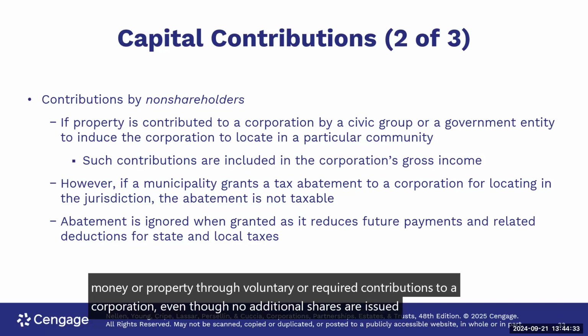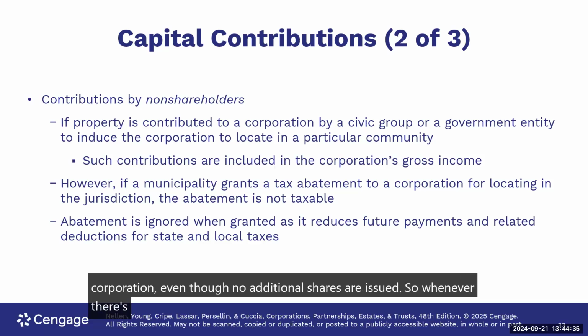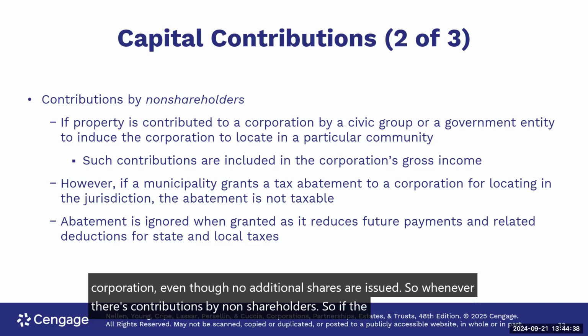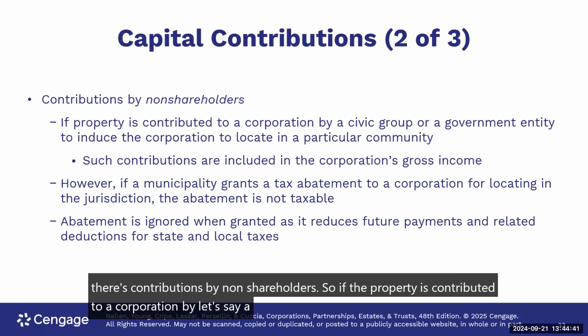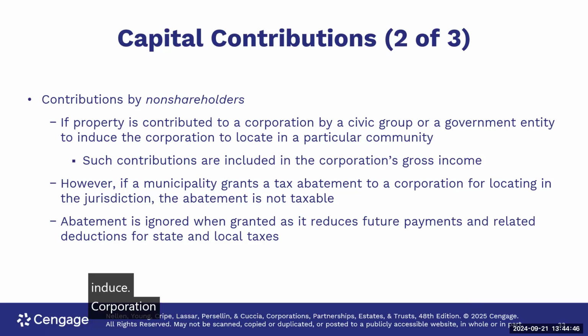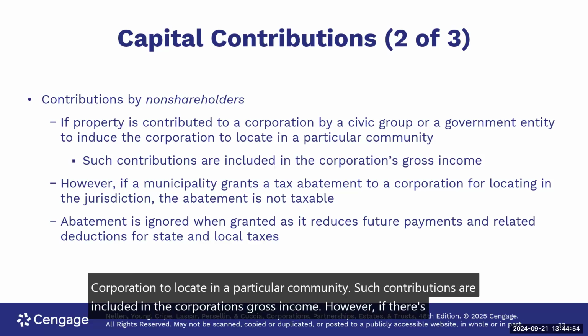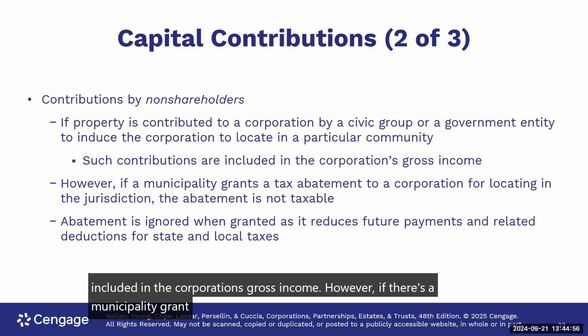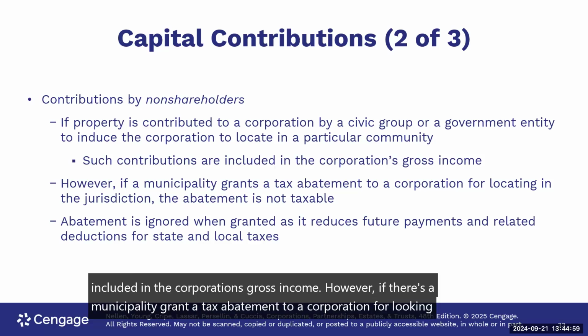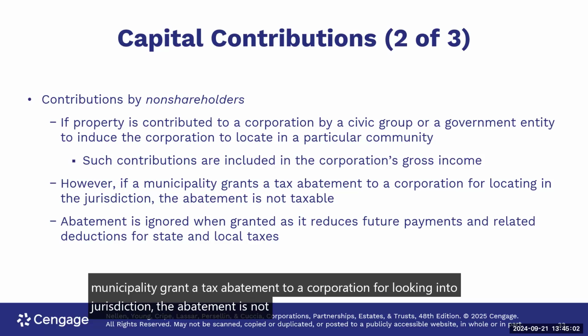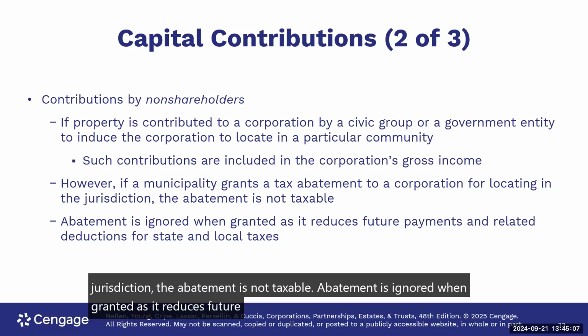So whenever there's contributions by non-shareholders, so if the property is contributed to a corporation by, let's say, a civic group or a governmental entity to induce the corporation to locate in a particular community, such contributions are included in the corporation's gross income. However, if a municipality grants a tax abatement to a corporation for locating in the jurisdiction, the abatement is not taxable. Abatement is ignored when granted as it reduces future payments and related deductions for state and local taxes.